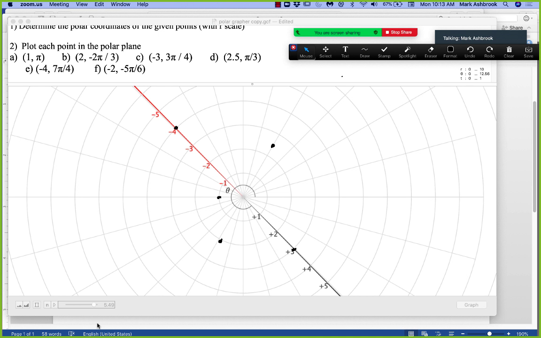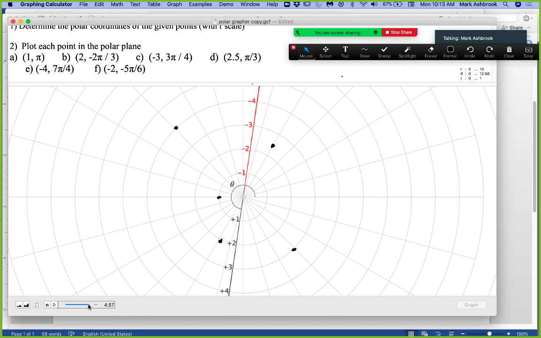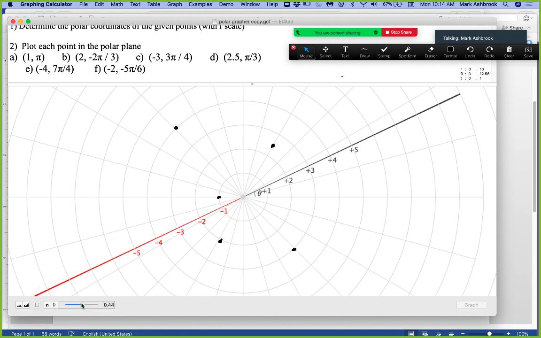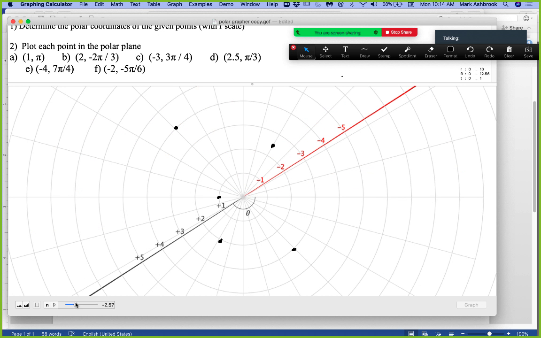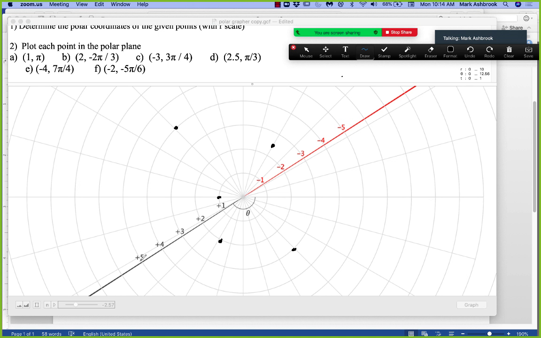Okay, finally, negative 5 pi over 6. So that's almost halfway around, right? Pi is exactly halfway around. So going in the negative direction means going clockwise, like this. Close enough? Okay, so there's negative 5 pi over 6. It's like almost halfway around. And so then the r value would be pointing in the direction of negative 5 pi over 6, which would be this way. So negative 2 would then put us back in the first quadrant. So there's F.